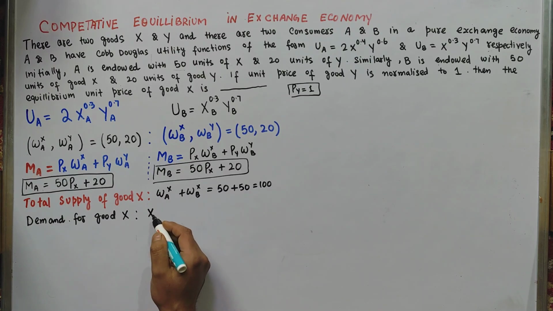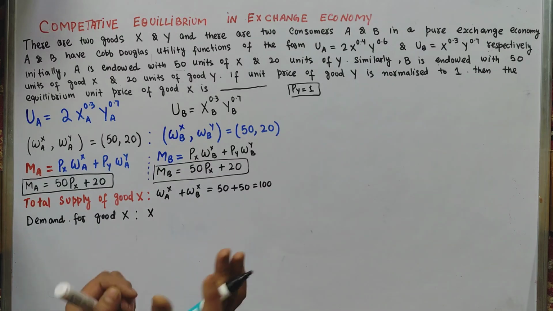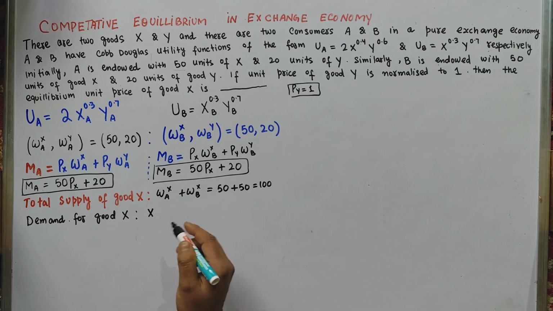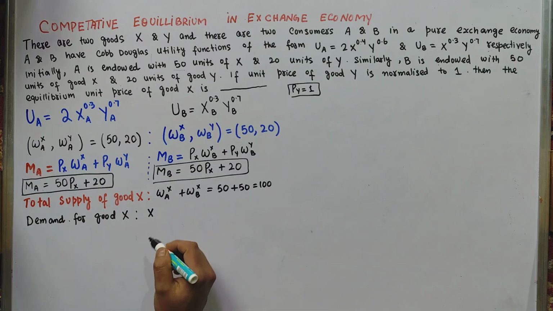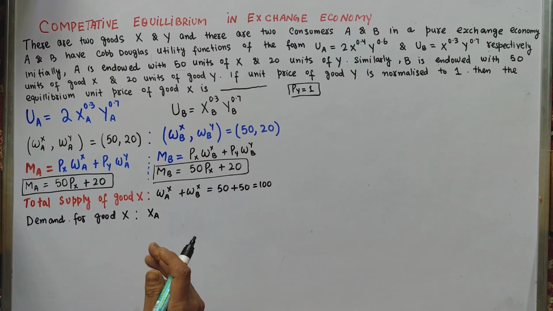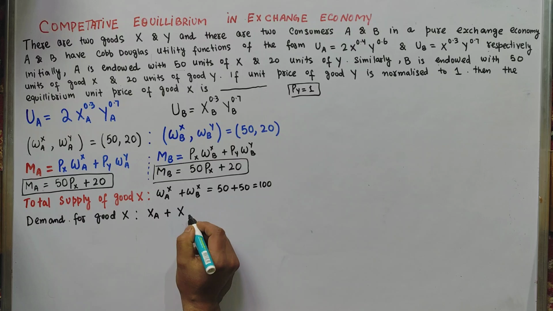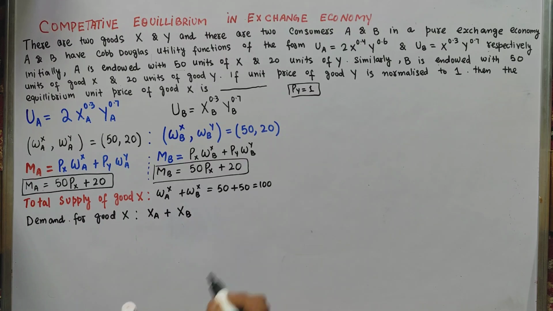Let's write it. So total demand for good X will be equal to the demand of good X by consumer A plus the demand of good X by consumer B. This will be the total demand in this economy.